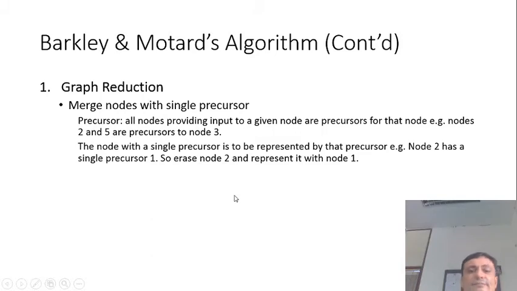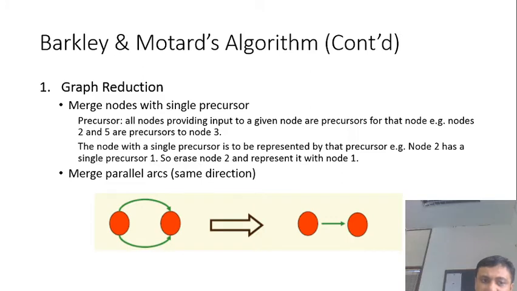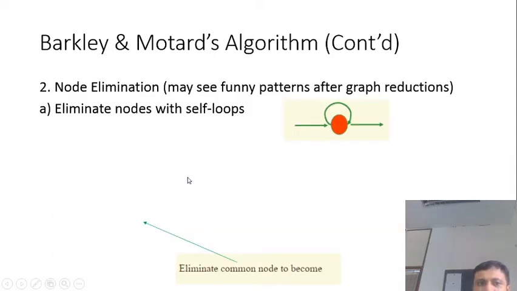The first is merge node with single precursor, or any single precursor node, just eliminate them and represent them with their precursor. If there are parallel arcs, merge them. Again, I told you in the last video as well, that you may not get it right in the beginning, but after applying some rules you might get this kind of figures. Any self node is to be eliminated and put into the TS set. So whenever you find a self loop, that is the node itself, it becomes its precursor. Eliminate that node and put it into the TS set.